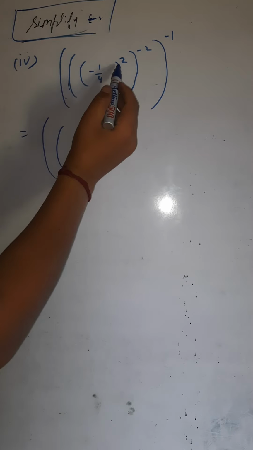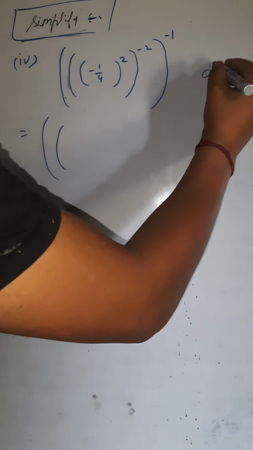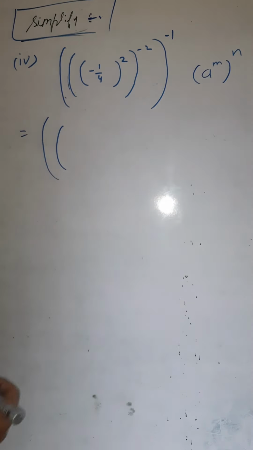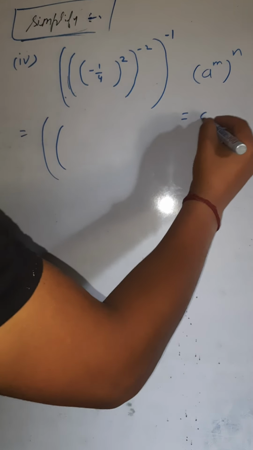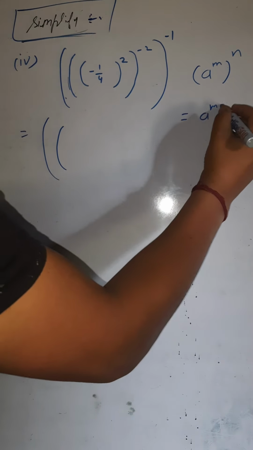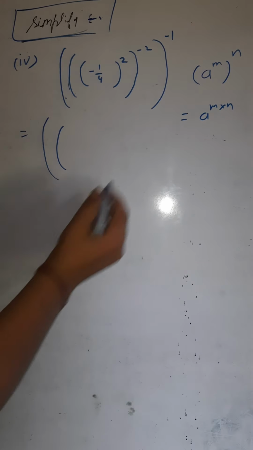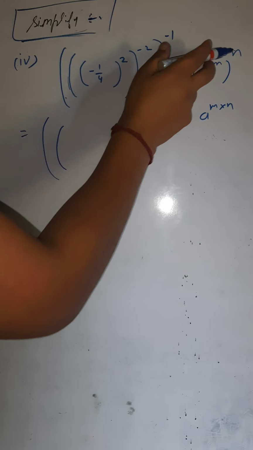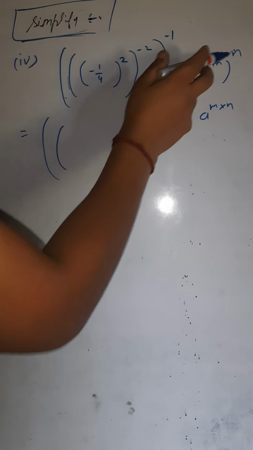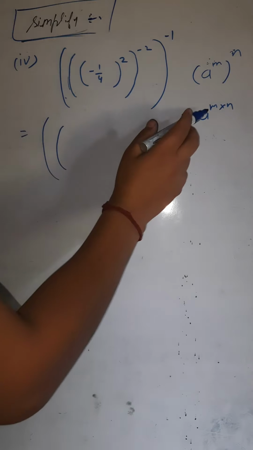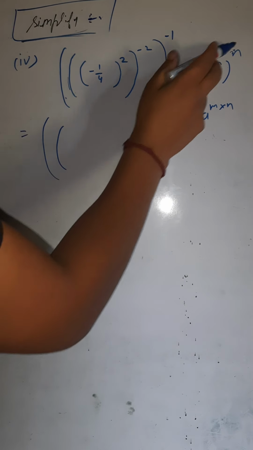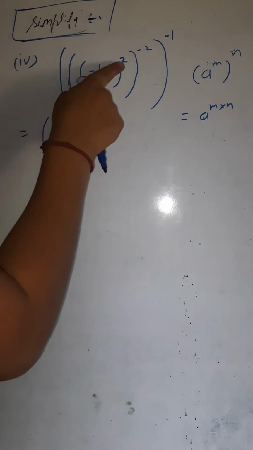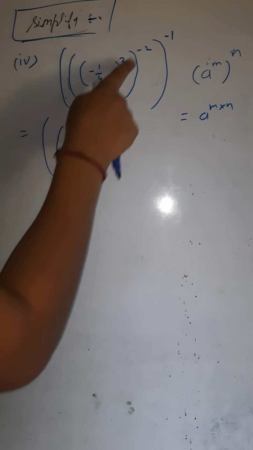Just as I have told you, if any question is in this form, a raised to the power m, again whole raised to the power n, you can write it as a raised to the power m multiplied by n. Are you getting this or not? If it is a raised to the power m, then again whole raised to the power n, then both the indices are to be multiplied. So similarly here also, it is minus 1 by 4 whole raised to the power 2, then again whole raised to the power minus 2 is there.